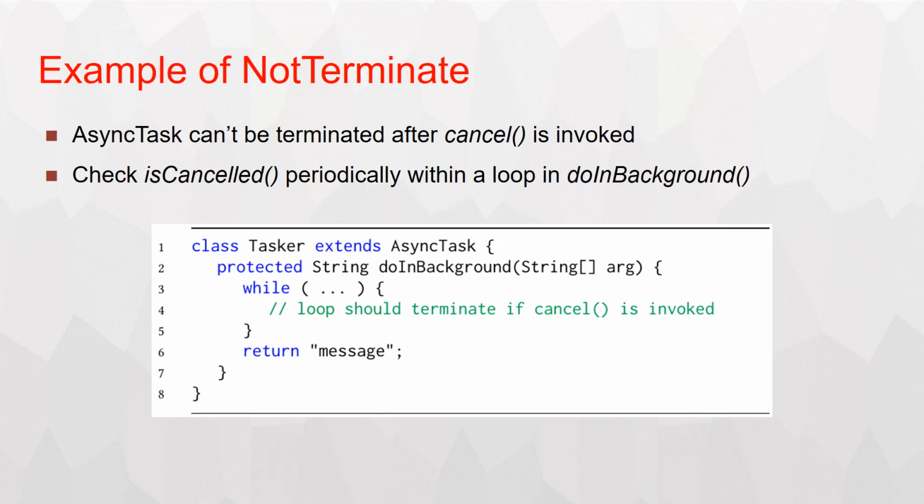Third, not terminate. In fact, the cancel method can't terminate async task. To interrupt async task, we need to check whether cancel is invoked in loop structures within doInBackground and jump out of the loop if async task is cancelled. In this example, there is no cancel check within the loop, and not terminate occurs.